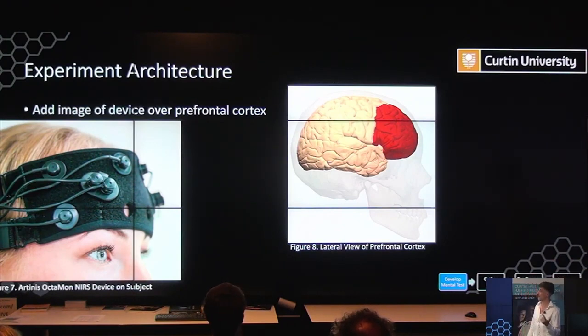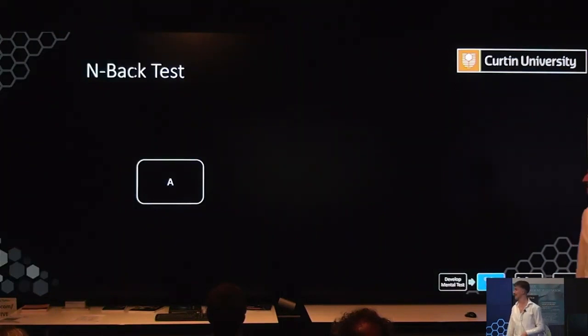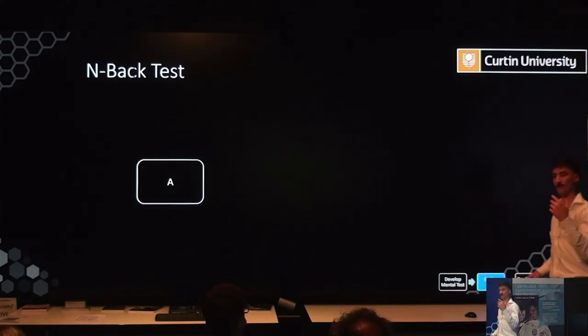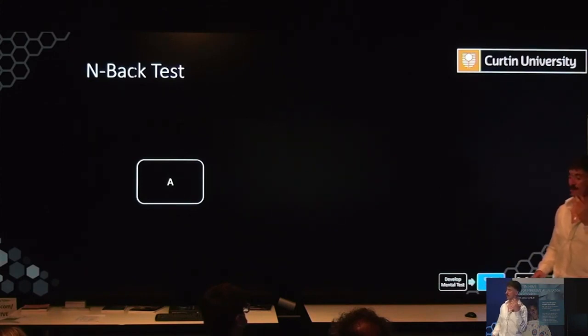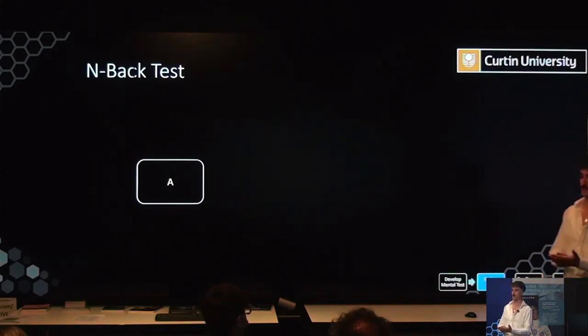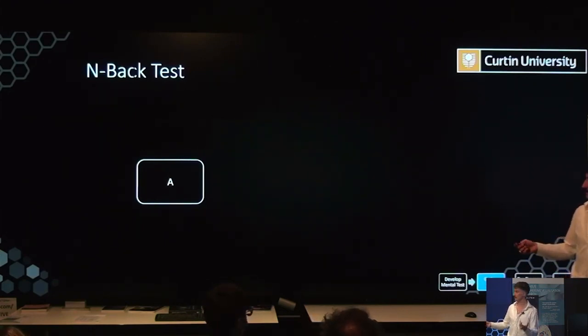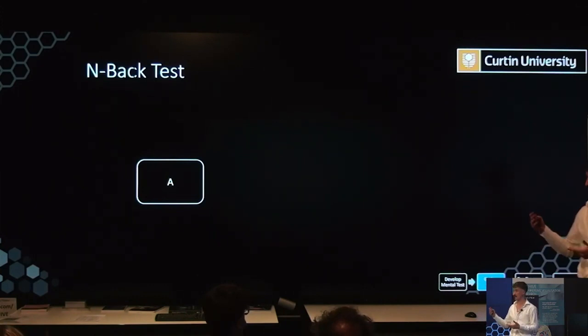So what we ended up landing on is an N-back test. An N-back test is a working memory test. Essentially what the participants had to do was be presented with a letter on screen at a time, and verify whether that letter was or wasn't a match with the previous letter. And in the case of the test we're going to look through, you have to compare it to the letter that came just before it.